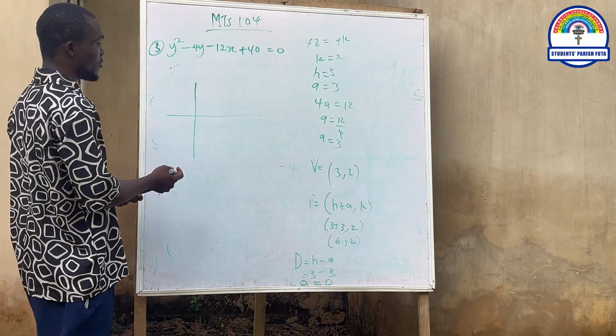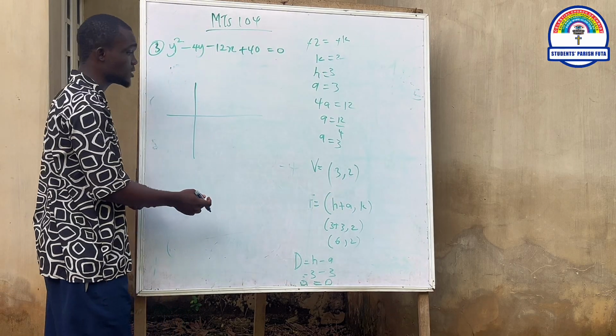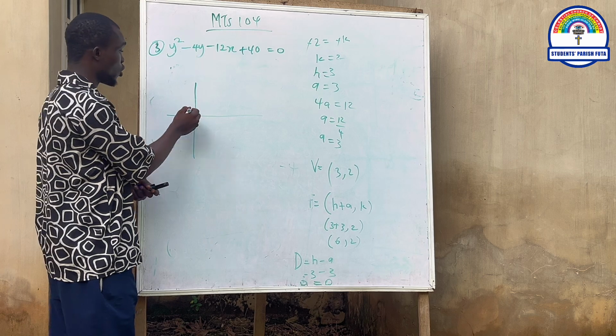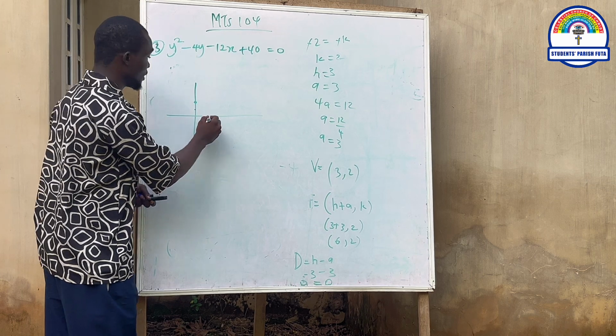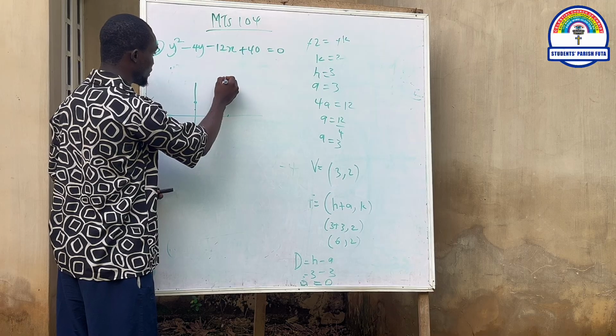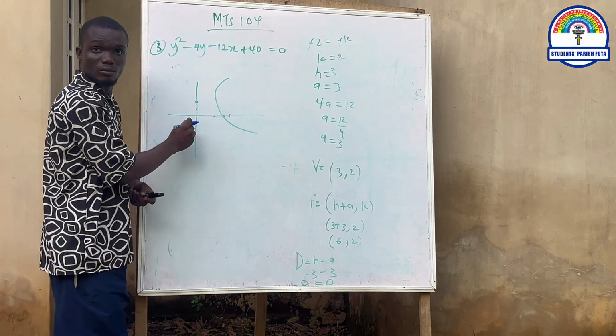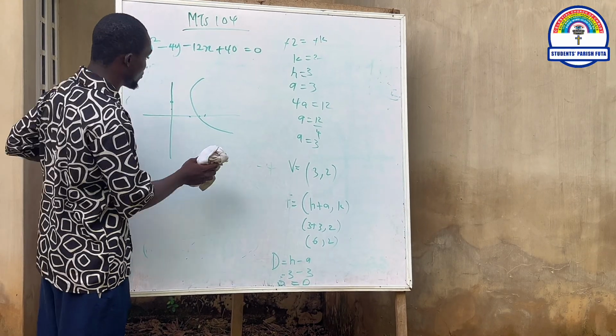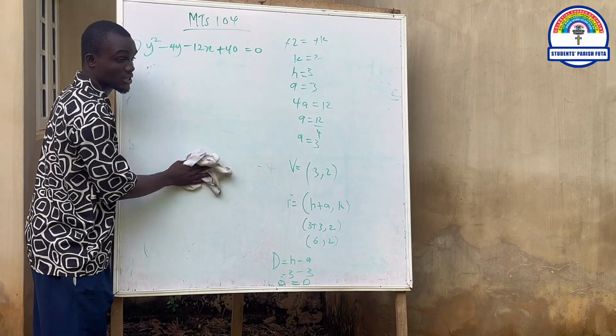All right, so our vertex is (3, 2). Which means it is 2 on y and 3 on x. If you are drawing it, it should be like this. To get it better, let us look at it more closely.